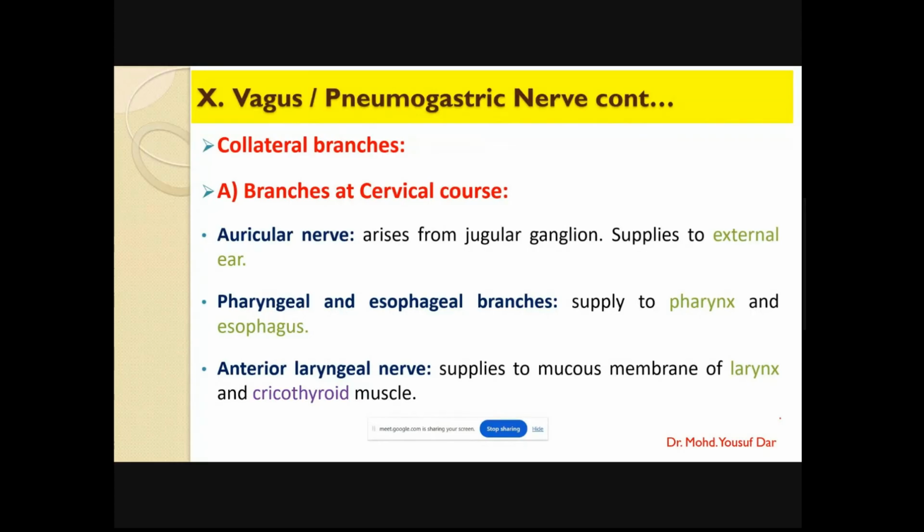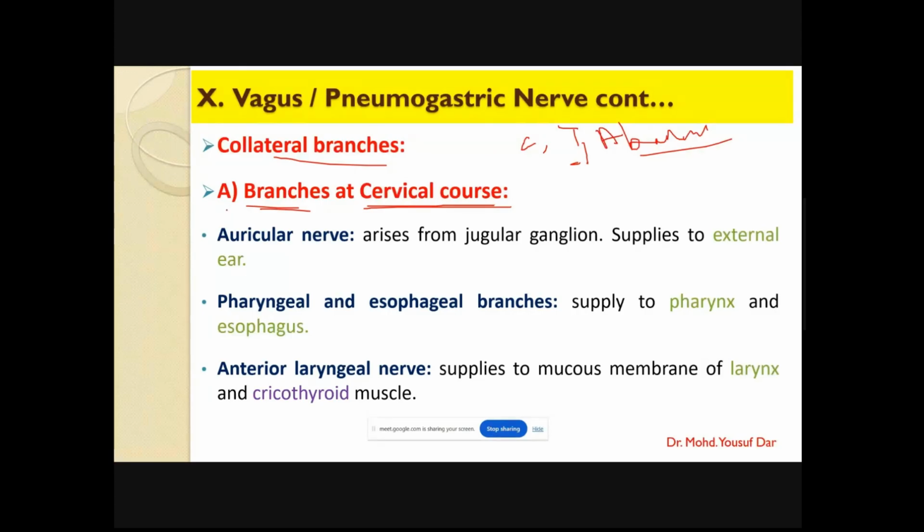ठीक है, so during this whole course, that means from the neck into the thorax, then into the abdominal cavity, the vagus nerve gives different collateral branches. So there are three courses. One is the cervical, then we have thoracic, then we have the abdominal course, because ये तीनों जगहों को जाती है, that is why it is most widely distributed. So now coming to the branches, जो cervical course होता है उसमें कौन कौन सी collateral branches देता है.